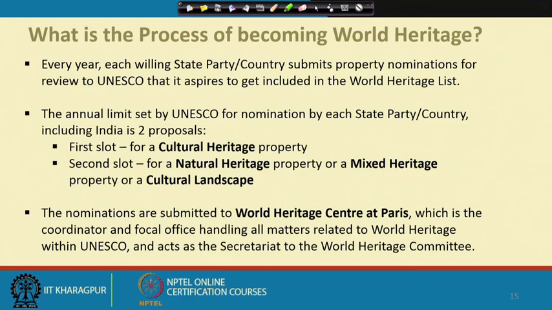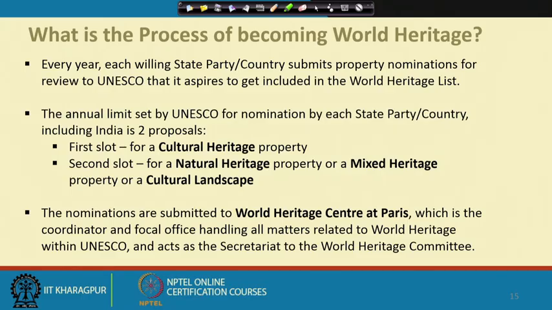Now, what happens in the process? As I told you, in each category, either cultural or natural or mixed, one nomination can be submitted to UNESCO. The nominations are generally submitted, that nomination dossier which I talked about, to the World Heritage Centre at Paris, which is the coordinator and the focal office handling all matters related to World Heritage within UNESCO, and acts as the secretariat to the World Heritage Committee. This is very important and it has to be done the year before. There are certain timelines and deadlines which are very strictly followed.